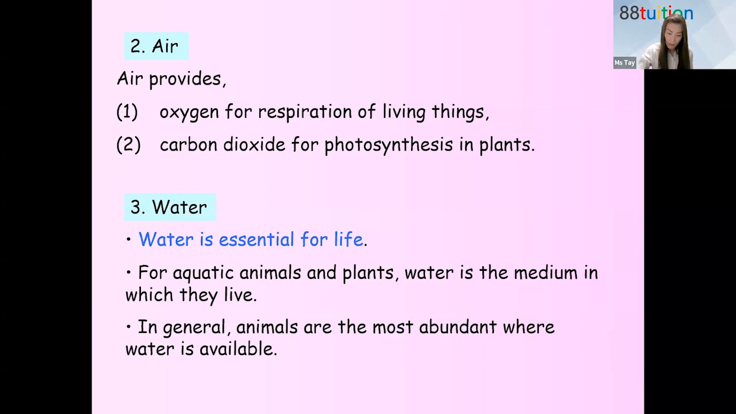Respiration is the term. Then water, right? Water, again, we refer back to air, food, and water for survival. But now we also need to understand that aquatic animals and plants need water to survive. If they don't have a water body around, they cannot survive. So this is particularly important for them.